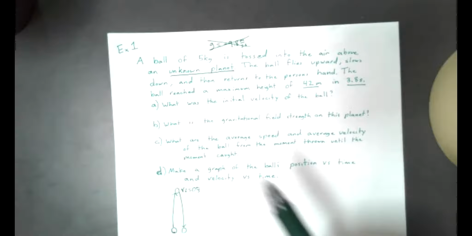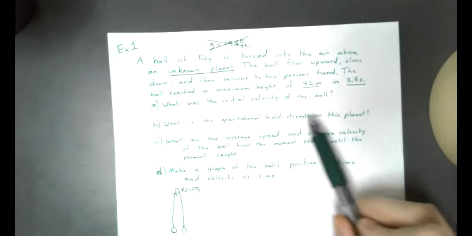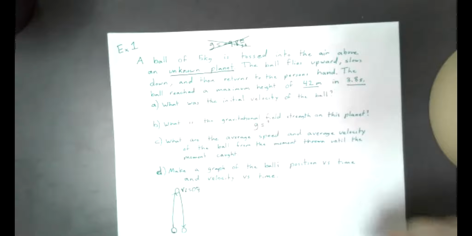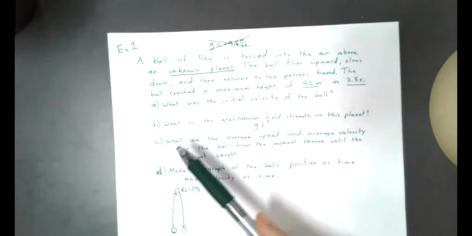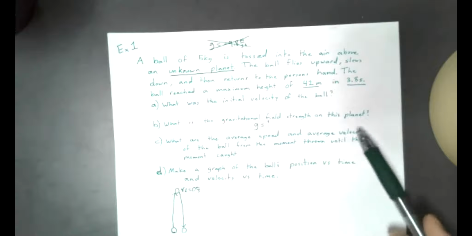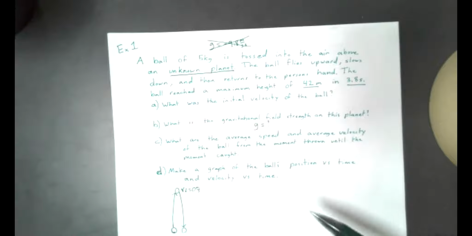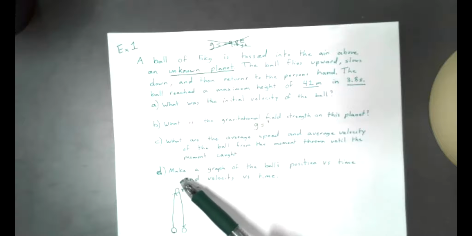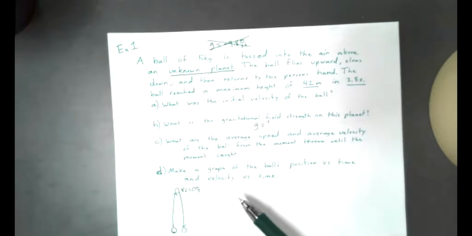And then there are 4 questions. What was the initial velocity of the ball? What is the gravitational field strength on this planet? Basically, they're asking, what is the acceleration? What is the G for this planet? C, what are the average speed and average velocity of the ball from the moment thrown until the moment caught? And then lastly, make a graph of the ball's position versus time and velocity versus time graphs.